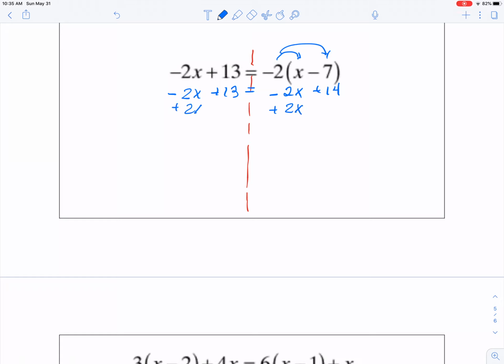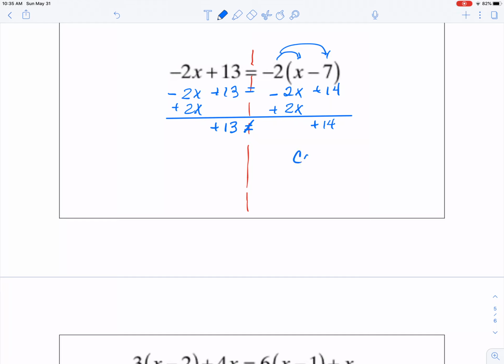And you can notice right here that when I add the 2x to the right side to get this 0x, the same thing happens on the other side. So the variables now have dropped out, and I've got a positive 13 on the left and a positive 14 on the right. And we all know that 13 and 14 are not equal to each other. So that's a statement that is not true.